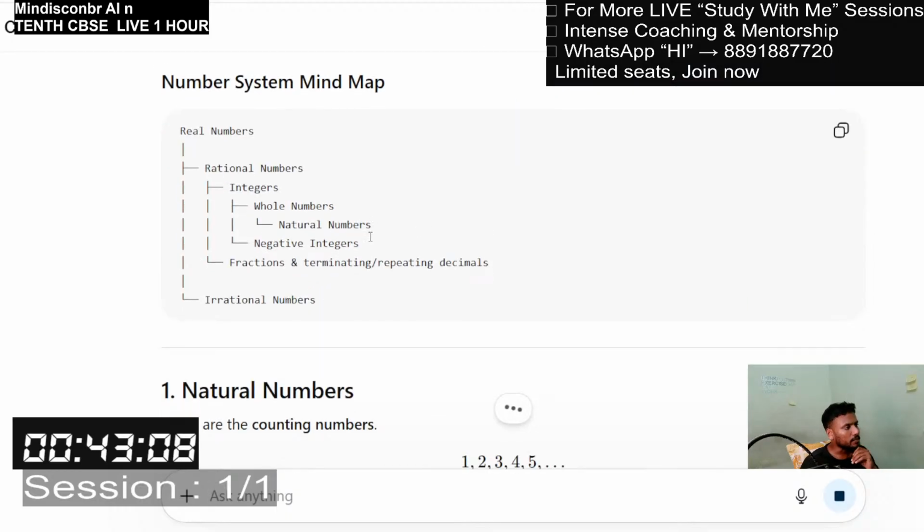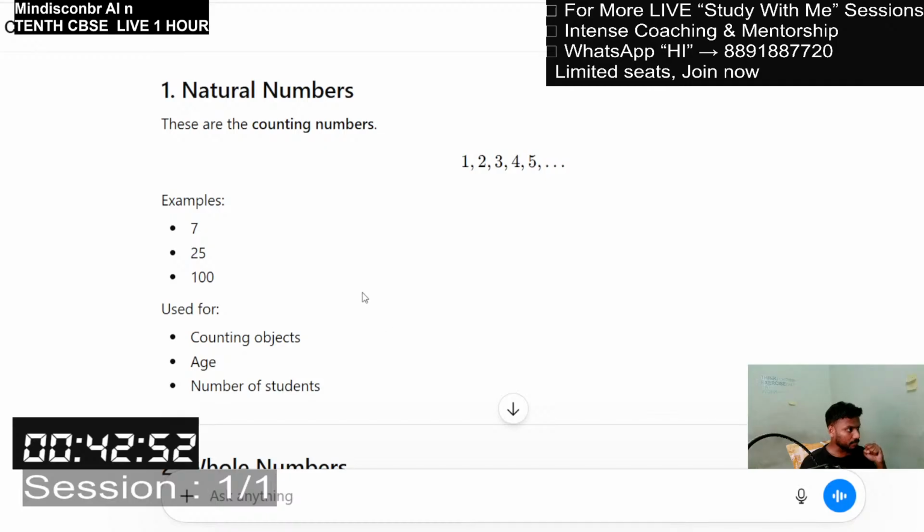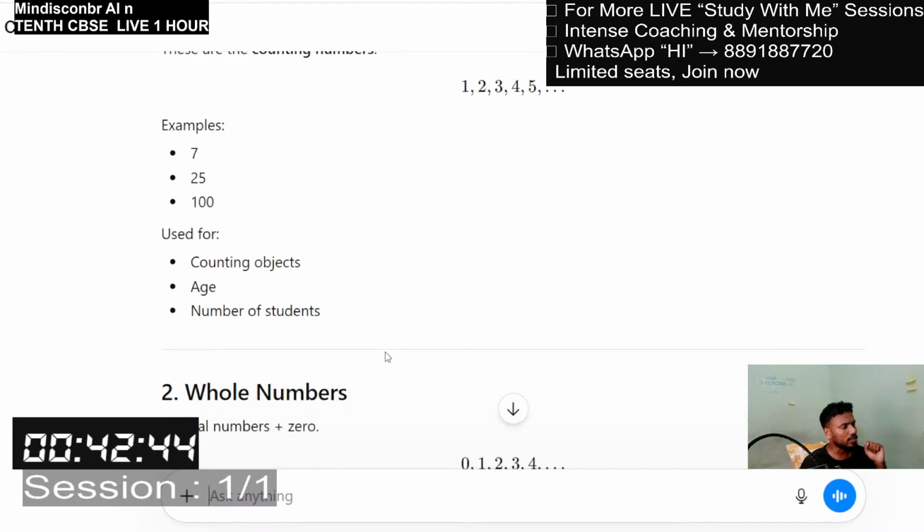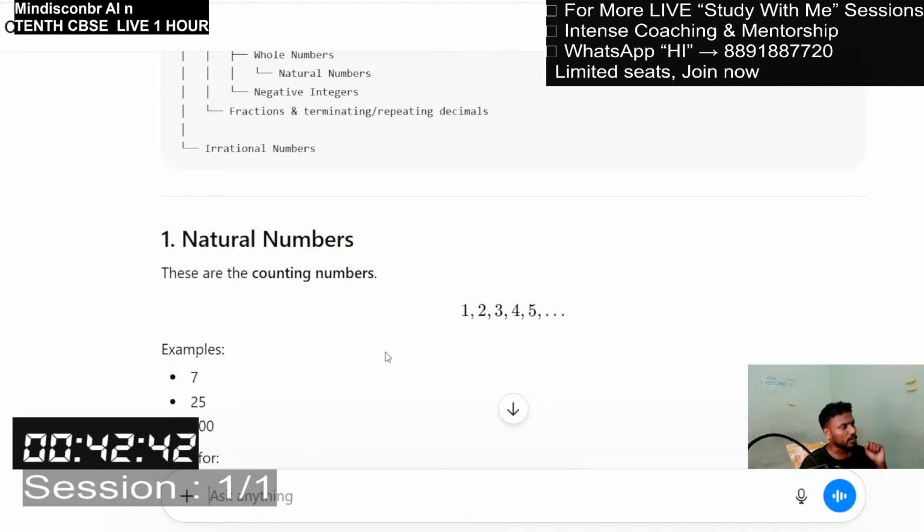Number system mind map. Rational numbers include integers and fractions and terminating or repeating decimals. And integers include whole numbers, natural numbers, negative integers, etc. Natural numbers are counting numbers: 1, 2, 3, 4, 5. Examples: 7, 25, 100. Used for counting objects, age, number of students, etc.